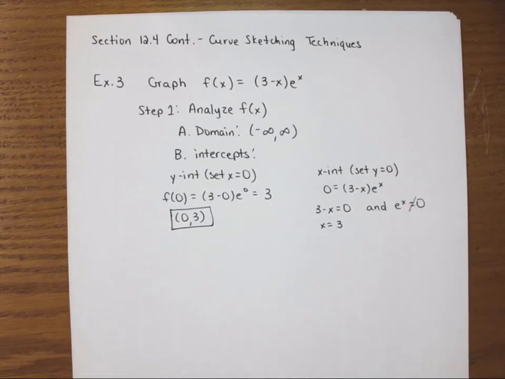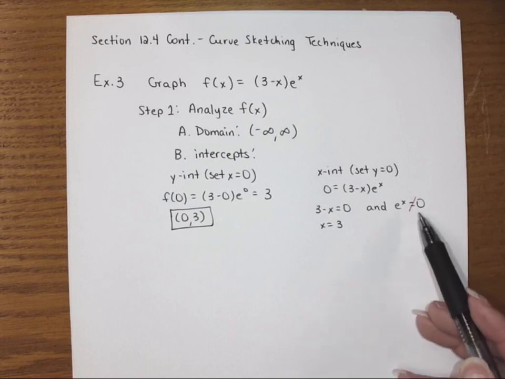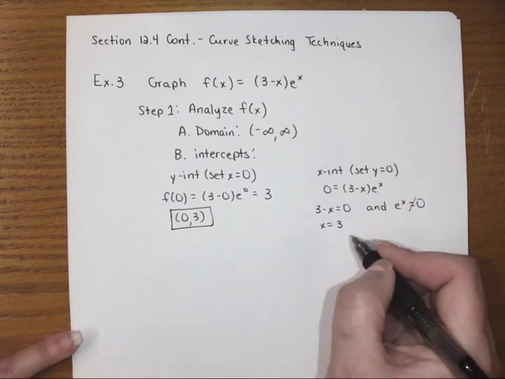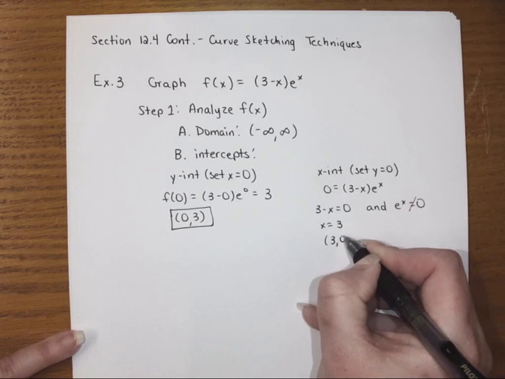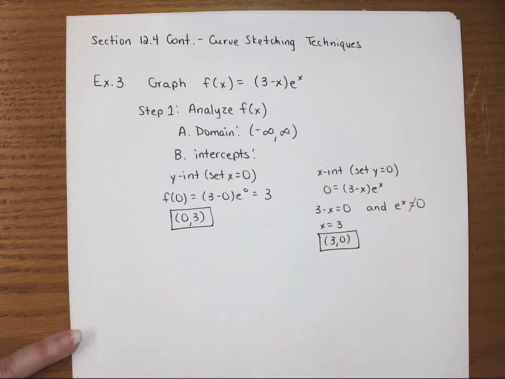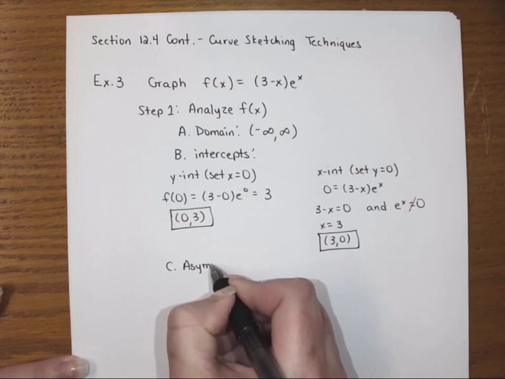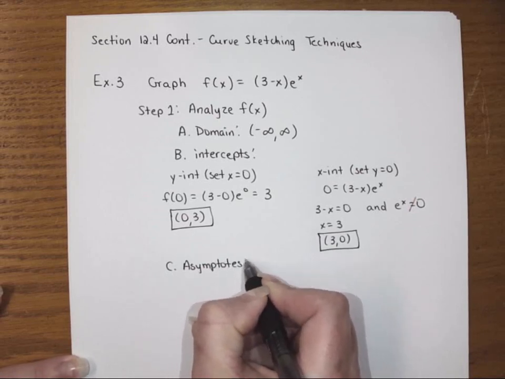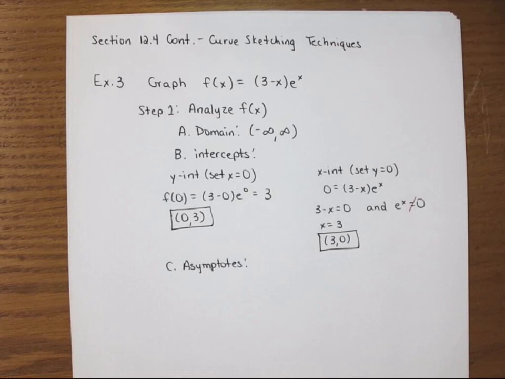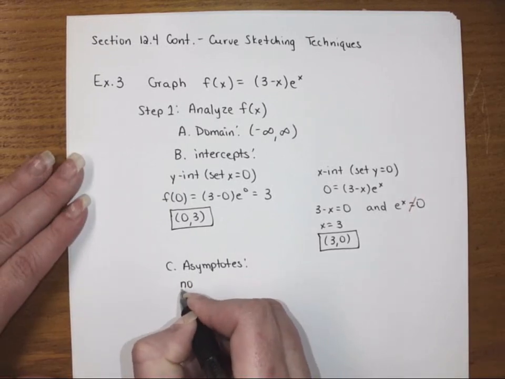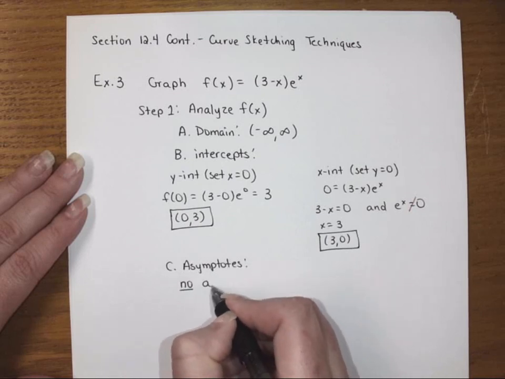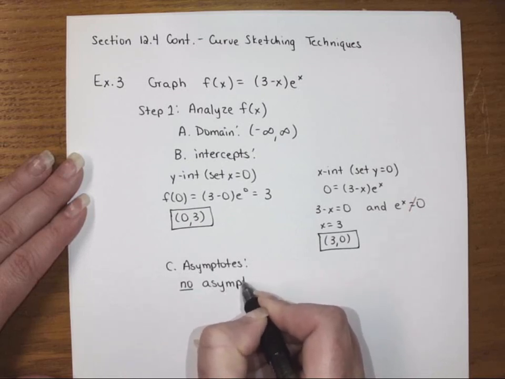Anything to the 0 power is actually 1. There's no power that makes a number 0. So keep that in mind. So here the answer is just (3, 0). Okay, so that's our intercepts. And then lastly, do we have any asymptotes? Remember, vertical asymptotes are found by setting the denominator equal to 0. We don't have a denominator. And horizontal asymptotes are found by finding the limit as x approaches infinity, and we're not going to have that either in this function. So just like if it were a polynomial, there's no asymptotes here.